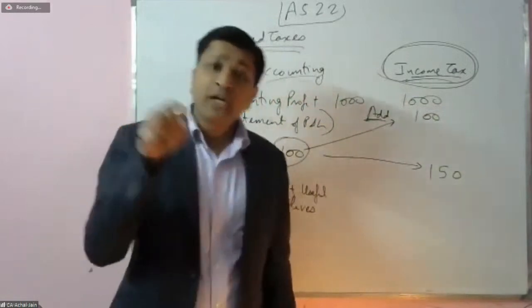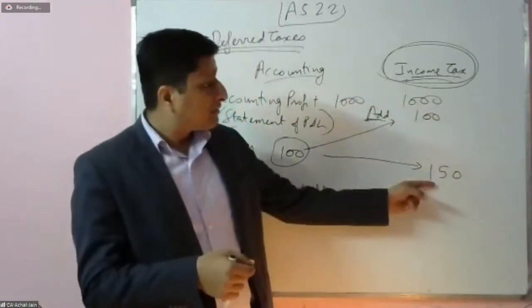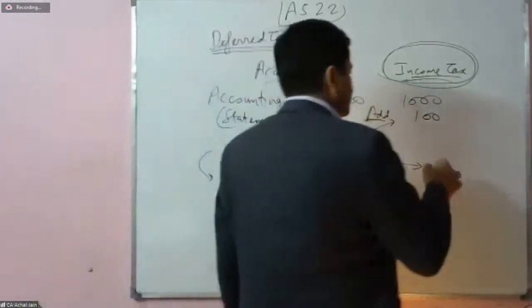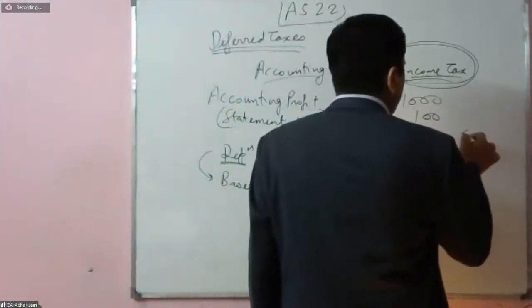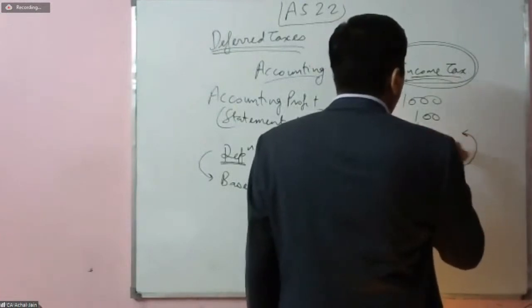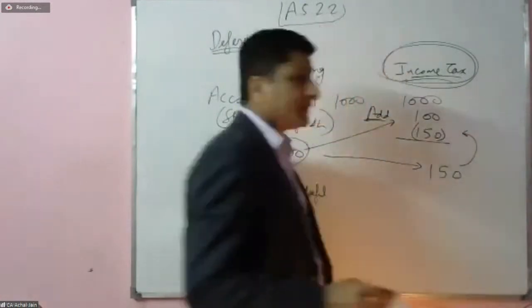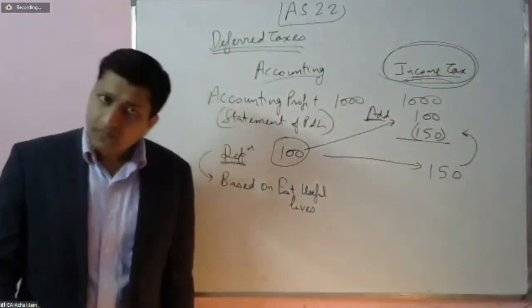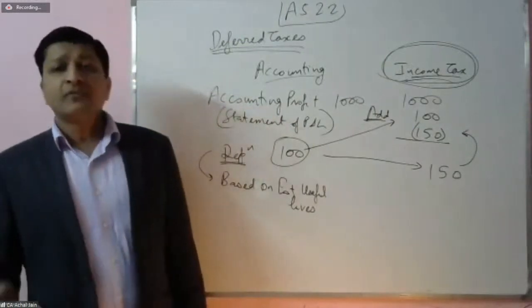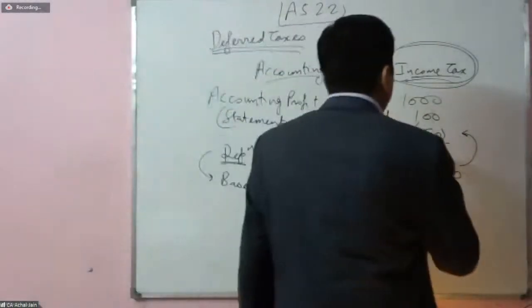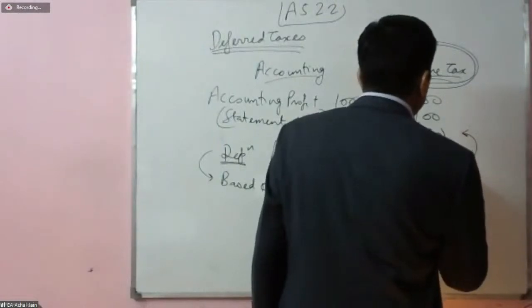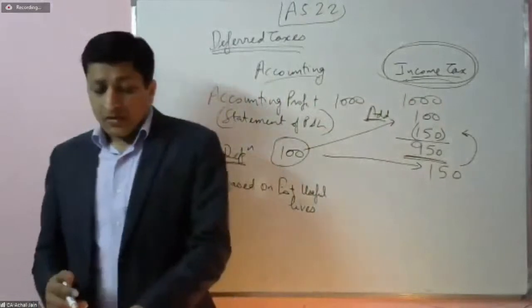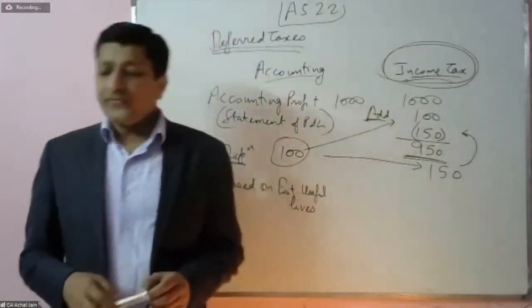And I will have to reduce the depreciation the way it is computed as per income tax act. I will have to compute or deduct the depreciation the way it is required by income tax. As a result of which the profit will go down to 950. Can you see this? Now the profit has gone down to 950.